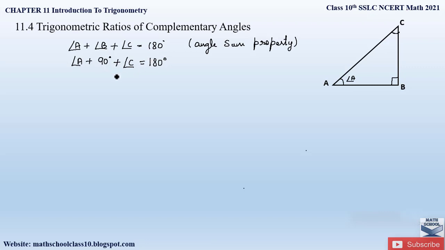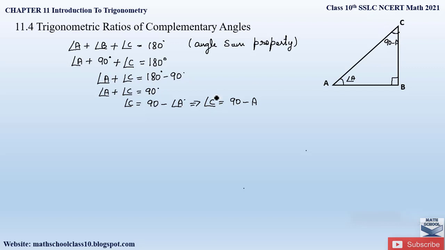So let us send this 90 to right hand side. So we will get angle A plus angle C is equal to 180 minus 90, or angle A plus angle C is equal to 90 degree. So let us find out the value of angle C from this. So angle C will be equal to 90 minus angle A, or this can also be written as angle C is equal to 90 minus A. We have found out the value of angle C, which is 90 minus A. So since angle A plus angle C is equal to 90 degree, so these are said to be complementary angles.